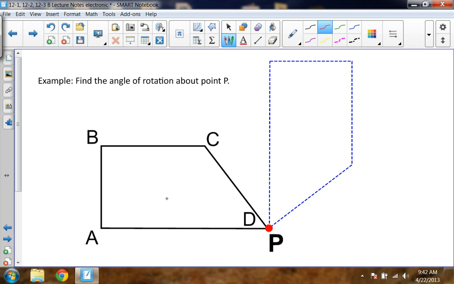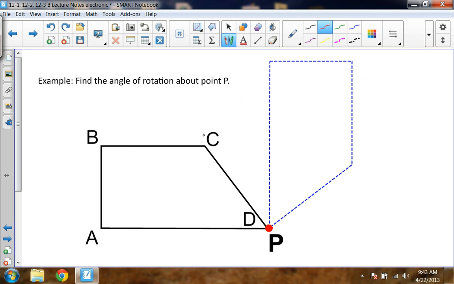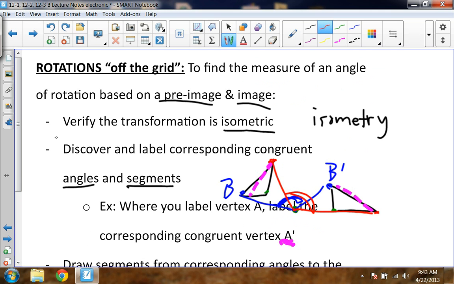So let's do an example here. Find the angle of rotation about point P. Make sure, let's see, verify the transformation is isometric. Is it isometric? Are these congruent? Yeah, it looks like they are, and normally it'll be pretty obvious if it's not. Go and check that off.